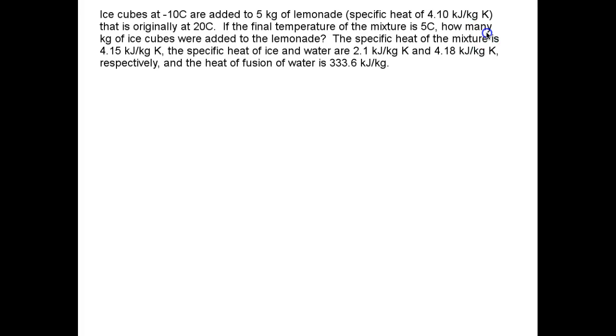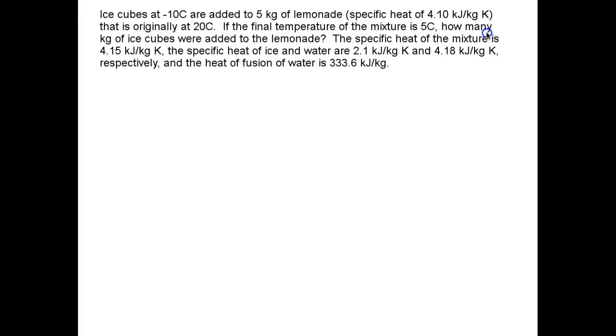Here we have a problem where we're mixing ice cubes and lemonade. So right away we know that we've got two things that are mixing, the ice cubes and the lemonade. When we mix them together, we have some kind of ice lemonade mixture, but then we see that the final temperature of the mixture is 5 degrees C. So we know when we're doing this energy balance, ice has a melting point of 0 C. So we're going to have a phase change that we need to account for. Let's remember that when we get to our energy balance.